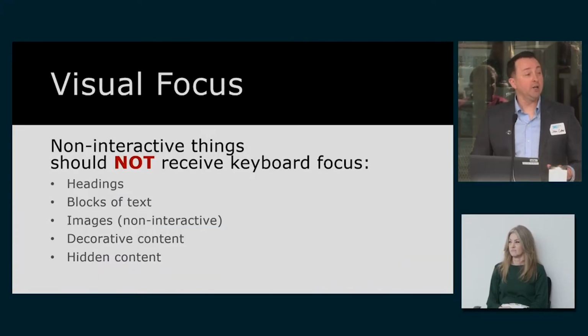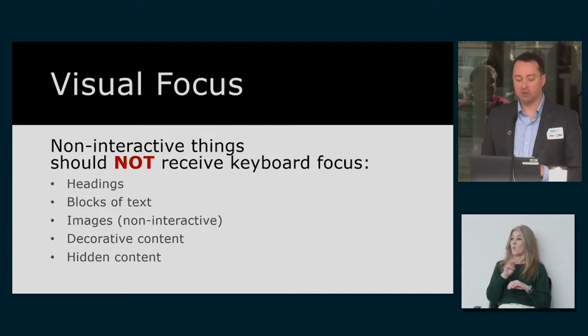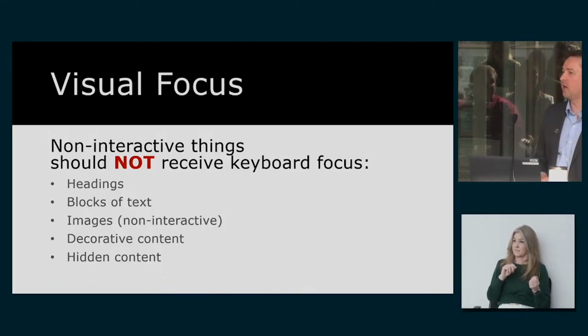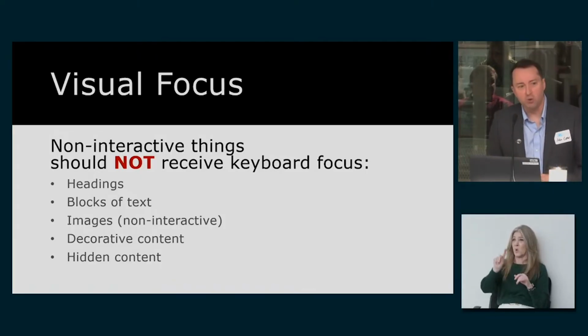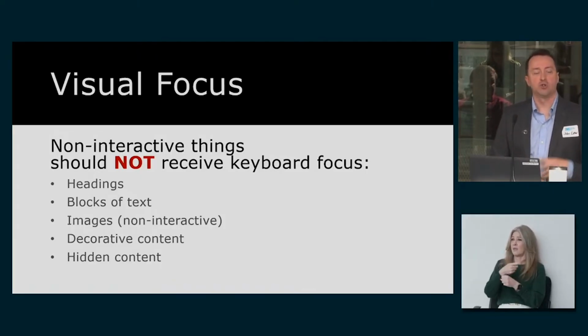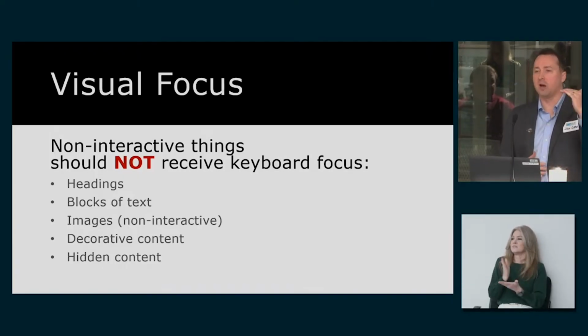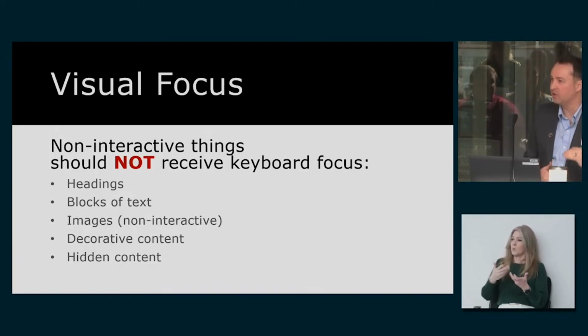So non-interactive things should not be in the keyboard tab order, right? Non-interactive things like headings, blocks of text, images that are decorative, and other hidden content. All this stuff, if you put it in the keyboard tab order, you're actually slowing down keyboard users. They don't want to stop on these things. When they're tabbing through, they just want to get to the stuff that they can interact with.